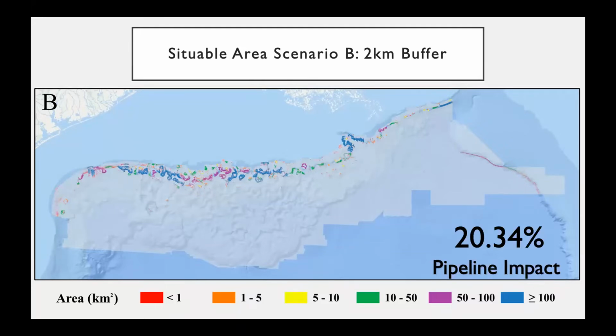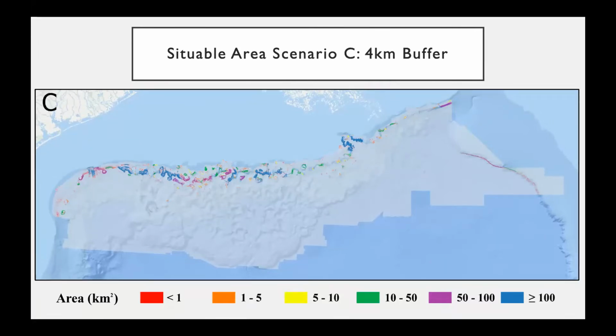But now we're going to move on to the 4 kilometer one, which is what we proposed to preserve as much area as we can. So here, they're very dwindled down, and our pipeline impact percentage is now at 37.2%. And this really shows you the habitat fragmentation and ecological impact that these pipelines can have, especially if there's a leakage, like the ones that we have seen in the Gulf and all over the world.